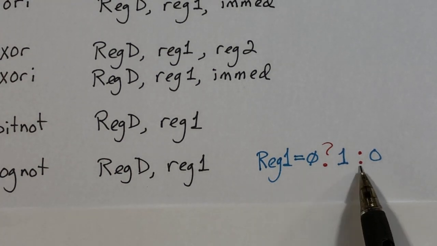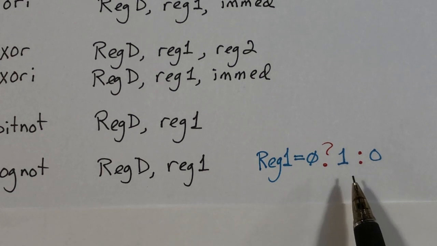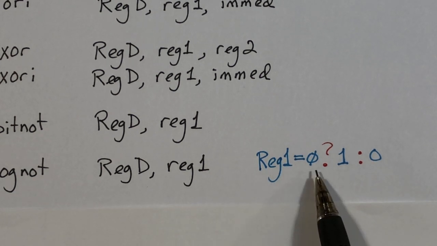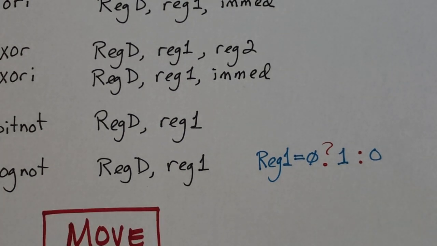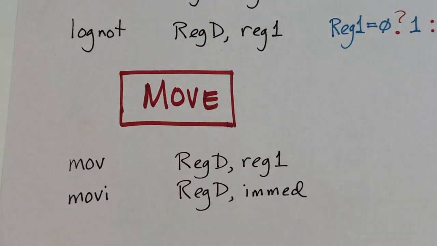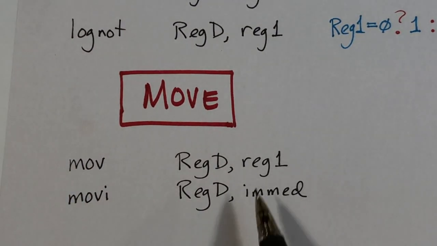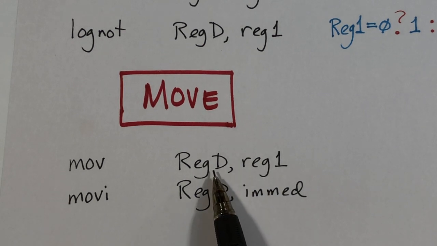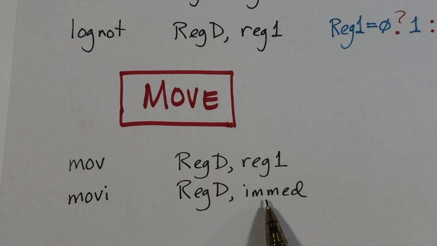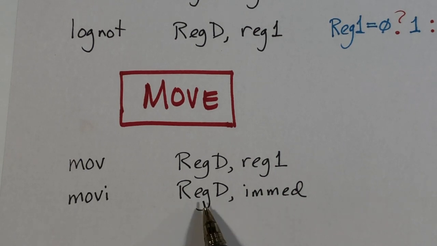This question mark colon notation you might be familiar with means if this is true, then do this. Otherwise, if that's true, then use that value. There's a move instruction and a move immediate instruction. The first moves the value from one register into another register, copies the value, and the move immediate instruction moves a value into a destination register.